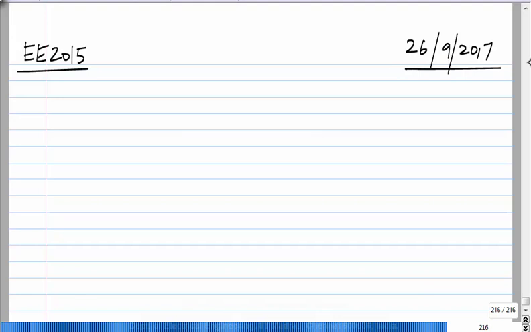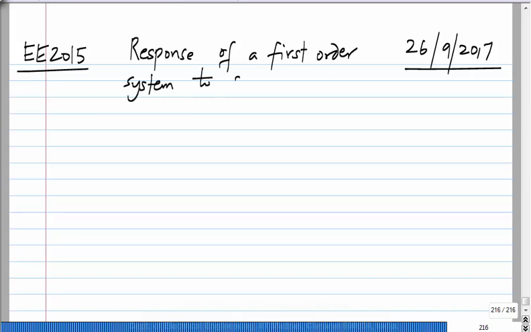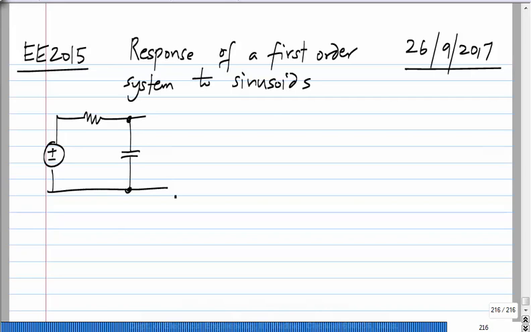We were studying the response of a first order system to sinusoids. Okay, and as usual we take this as the prototype, the first order RC, but exactly the same thing applies to anything else also.